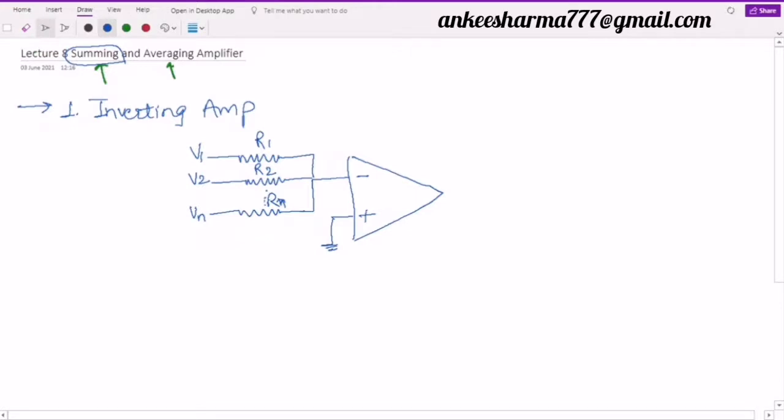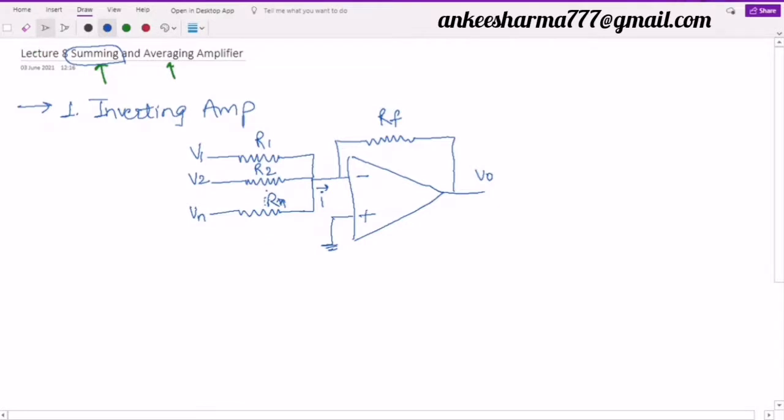Now, the total current through these will be, let it be I, and we have a feedback circuit also. So I will have a feedback resistance RF, and this is V0. You can add more circuitry, such as an RL over here, or plus VCC, minus VEE, etc. I'm not going to draw that. I want to keep my circuit simple, right?